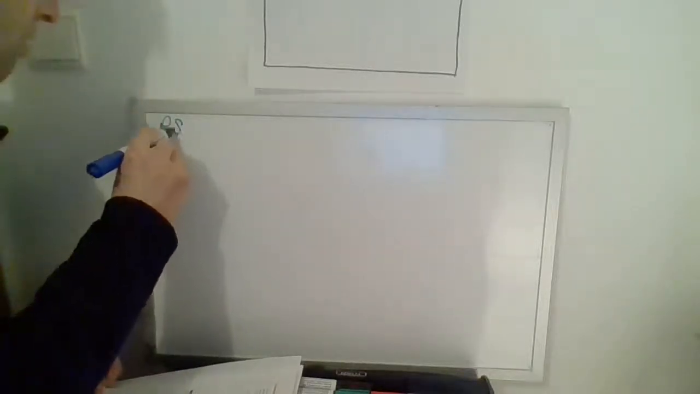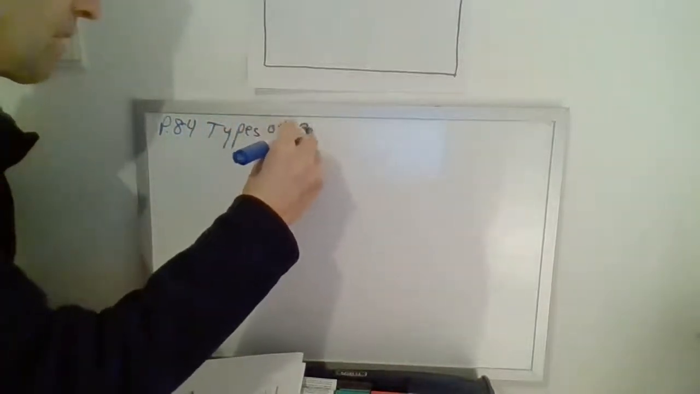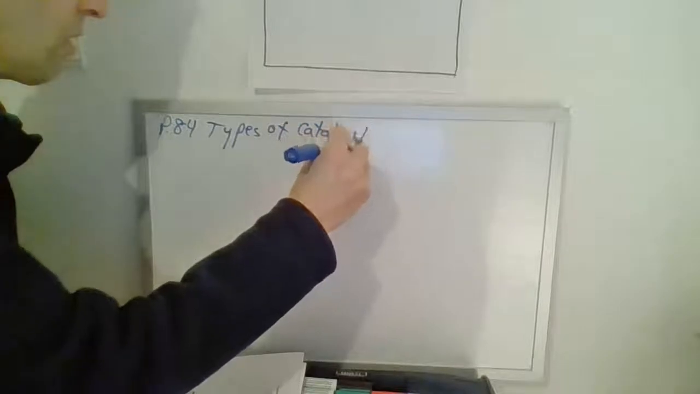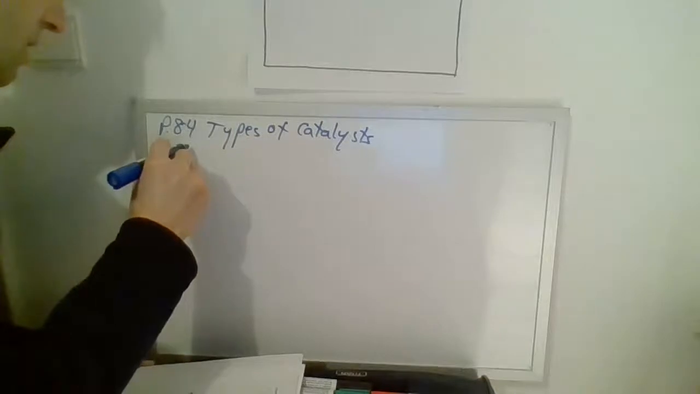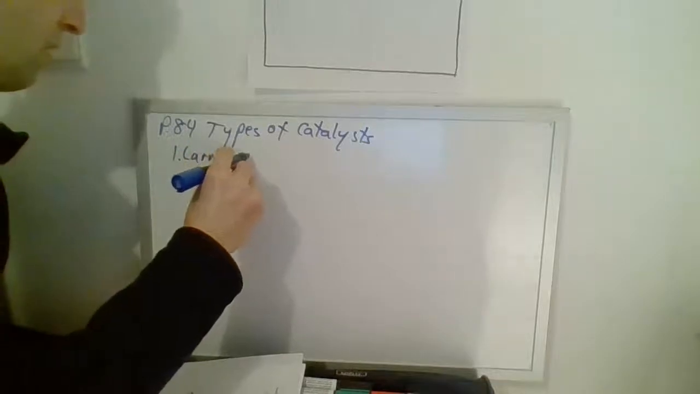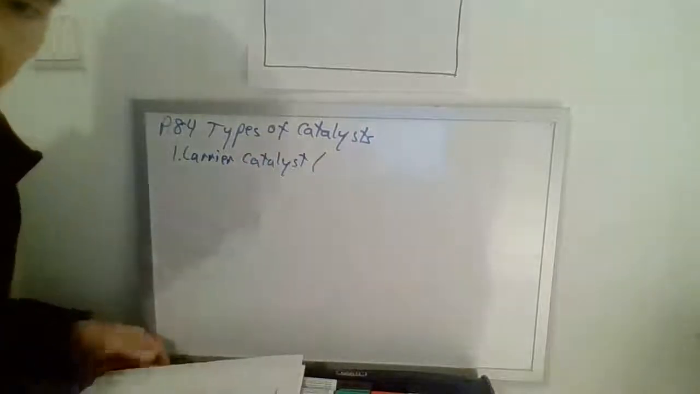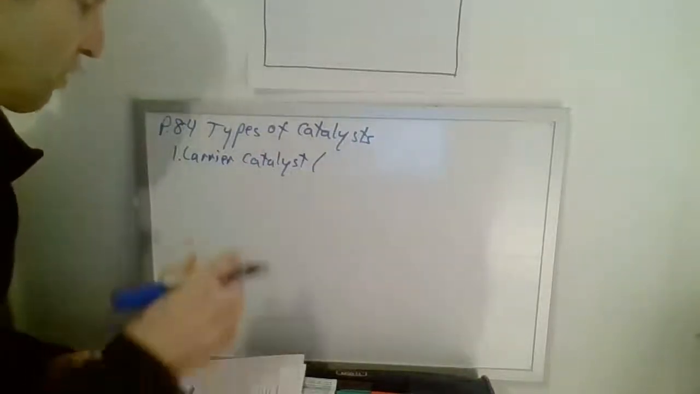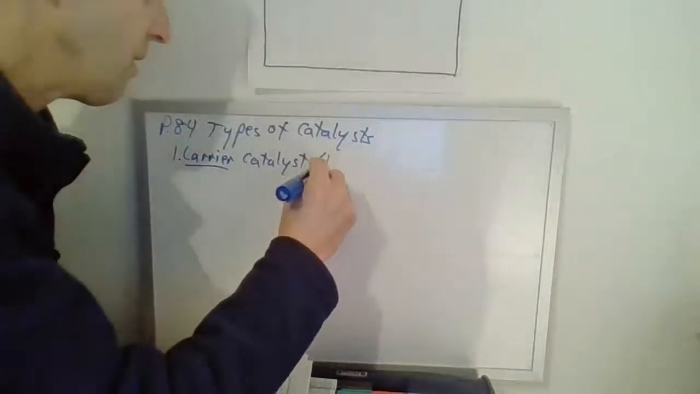So we're going to go back and talk about types of catalyst. So I'm at page 84. Types of catalyst. The first type is called a carrier catalyst. Or, unfortunately, it's got two different names, each type. It's a carrier catalyst or homogeneous.